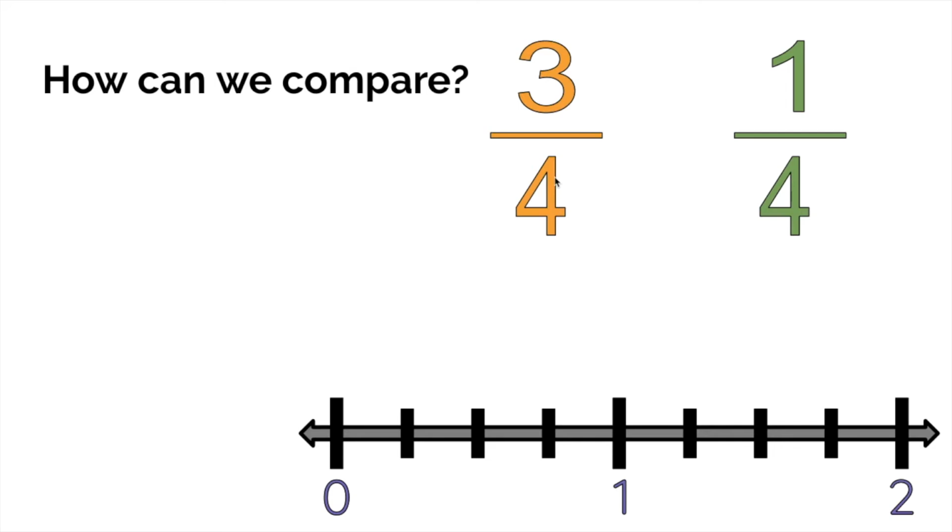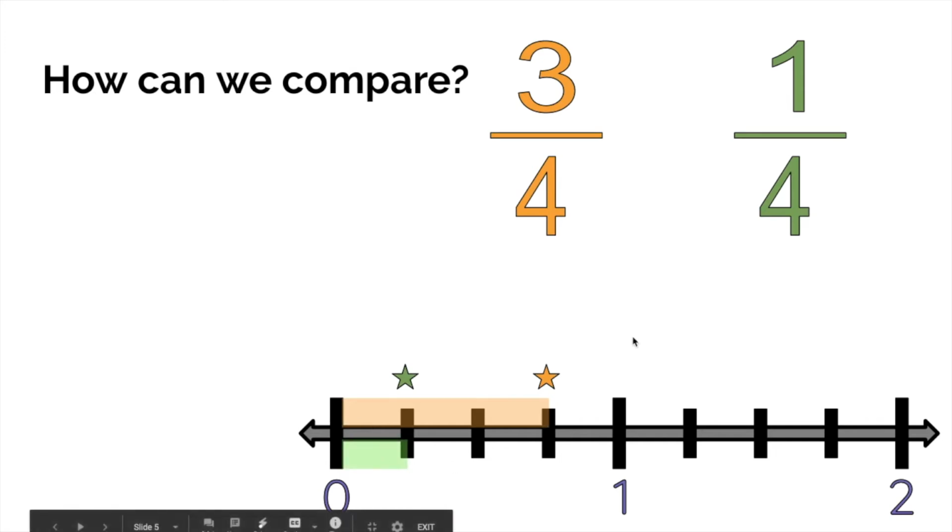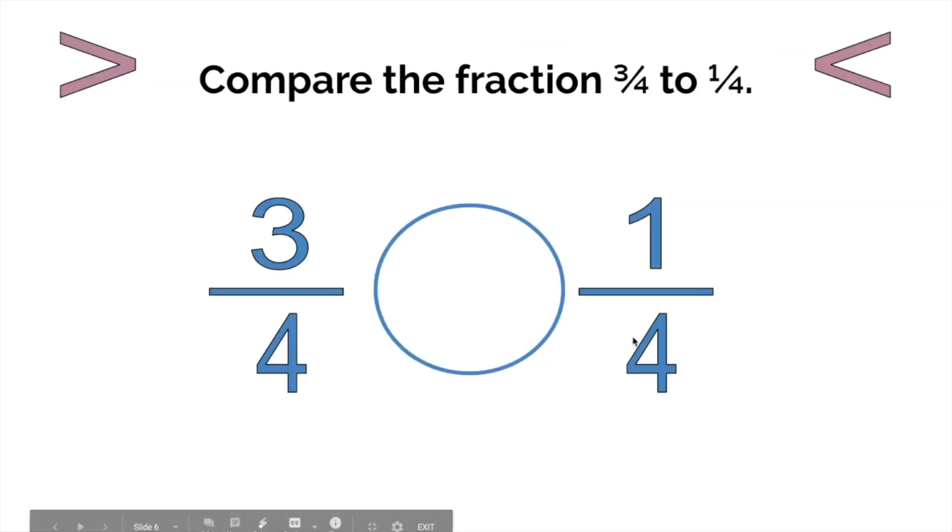And remember, the denominator tells me how many parts break up the whole thing. So from 0 to 1, there should be 4 parts. 1, 2, 3, 4. So let's go ahead and mark where 3/4 and 1/4 would be. This is 1/4 and then 2/4, 3/4. We can see that 3/4 is much closer to 1 than 1/4, or 3/4 is further along. If we were to shade it in from 0 to 3/4, you can see that 3/4 is longer than 1/4. 3/4 is definitely greater than 1/4.